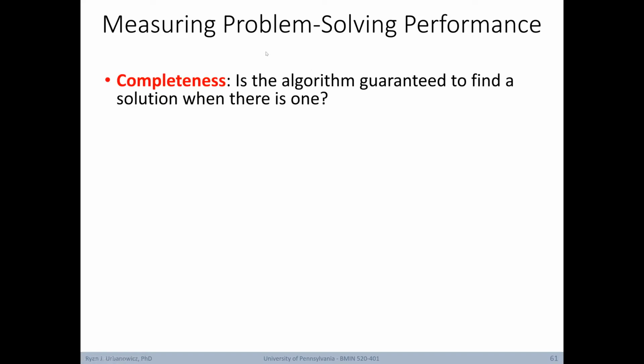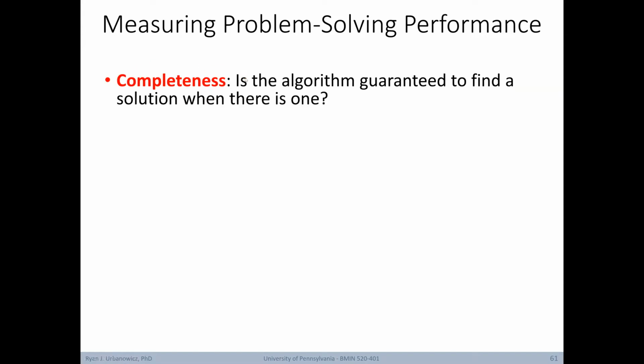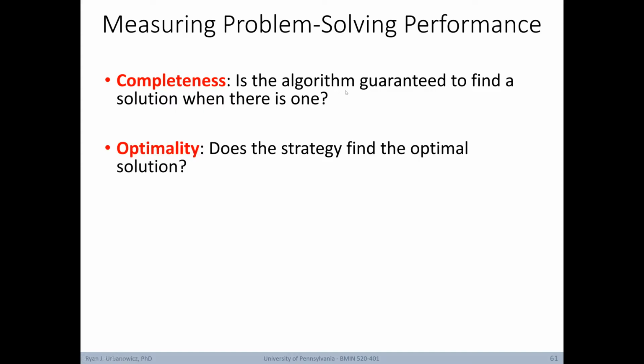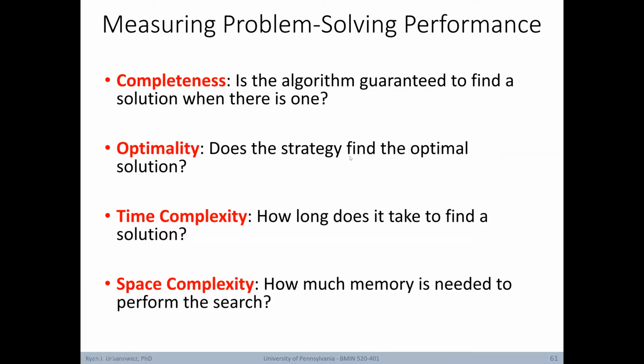Another precursor to talking about the specific search algorithms is thinking about how to compare search algorithm performance in problem solving. Some of these terms will be familiar from logic. First, we have completeness. Is the algorithm guaranteed to find a solution when there is one? Then there's optimality. Does the strategy find the optimal solution or just a solution? Then there's time complexity. How long does it take to find a solution or the optimal solution? And lastly, space complexity, where we might ask how much memory is needed to perform the search.